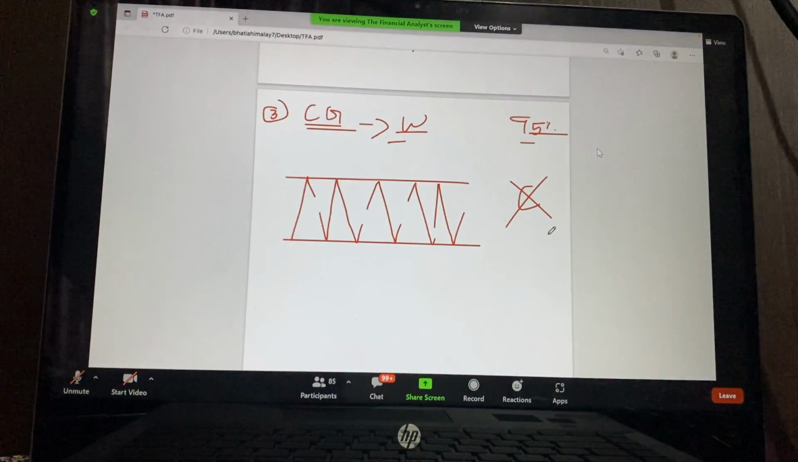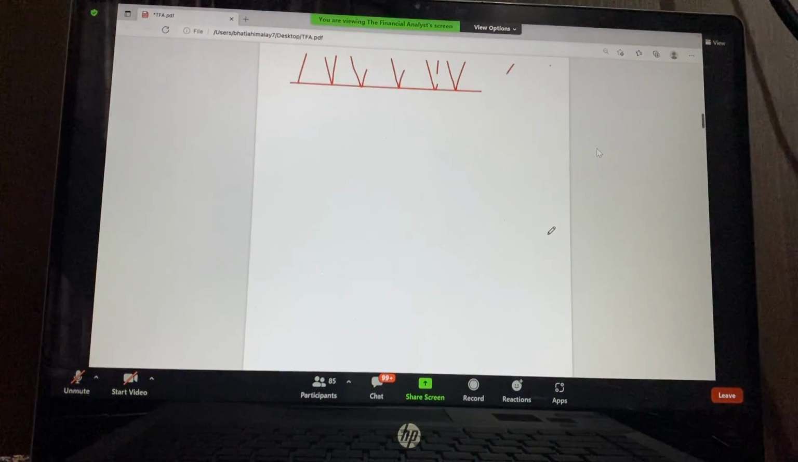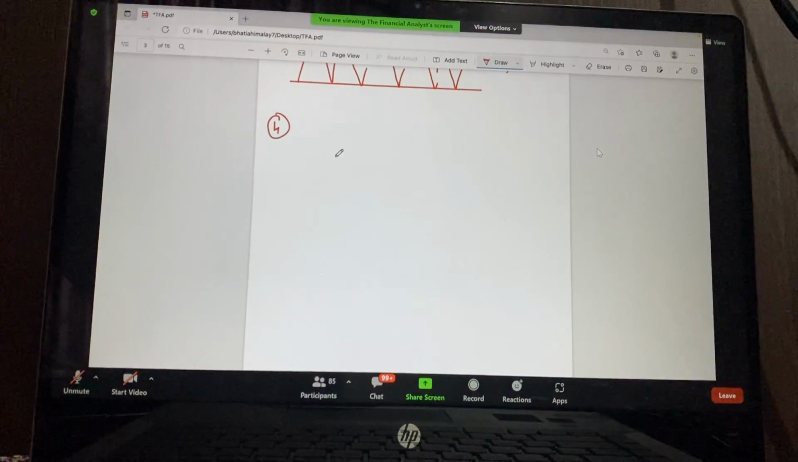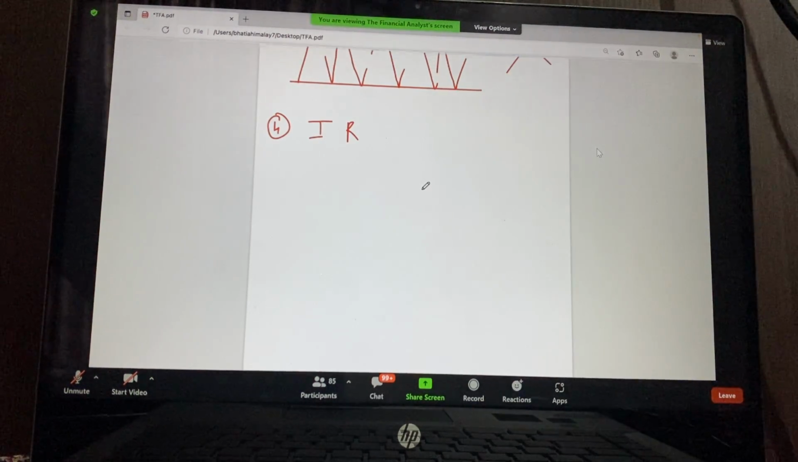I showed you examples on Infosys and TCS. Now the last type of gap is known as an island reversal. Again, it is considered as one of the very strong gaps by nature. How does this look like?